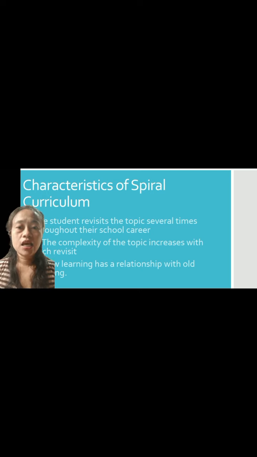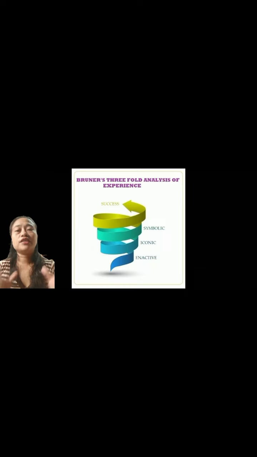And lastly, new learning has a relationship with old learning. It means that new knowledge has a connection with the previous one. It is from simple to complex learning. And this is the image of a spiral curriculum. And it has three stages of representation or theories.